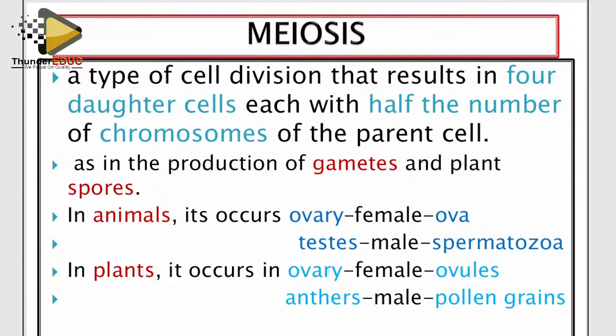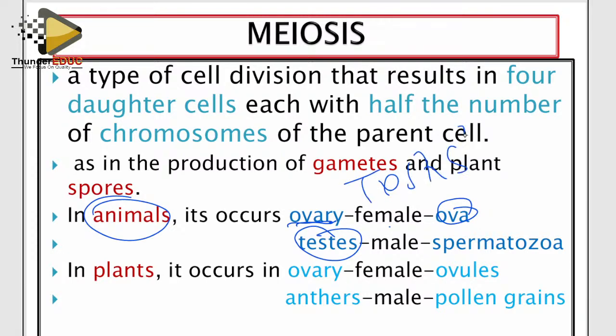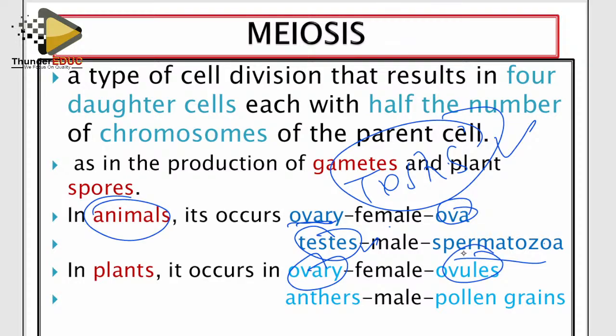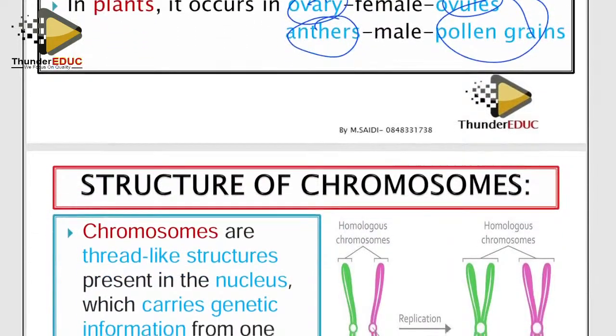All right, let's continue. Where does meiosis occur in animals? In animals, ovary to produce ovum. That's female. Testis, this is one, this is many. So testis are in male to produce spermatozoa. Cool. In plants, ovary produce ovules, anthers to produce pollen grains. Think I'm clear there.